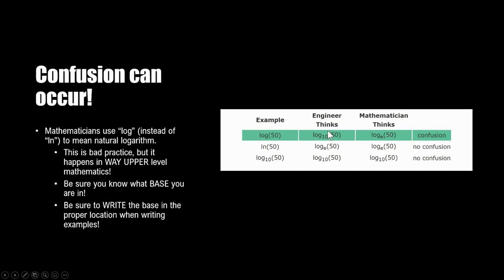Is it the engineer that's correct? Is it the mathematician that's correct? Okay, which is why we have these two other approaches. ln of 50, okay? An engineer knows that that's log base e of 50. A mathematician knows that's log base e of 50. There's no confusion. So when I write ln, the engineer and the mathematician think the same thing. If I write log base 10 of 50, the engineer and the mathematician know the same thing.